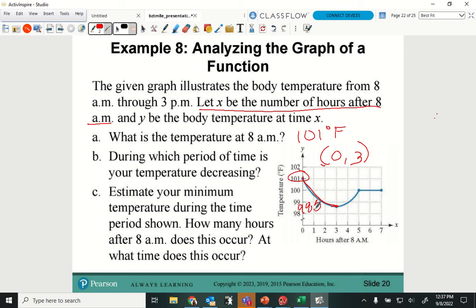98.5. How many hours after 8 a.m. does it reach that? How many hours after 8 a.m. does that occur? It's 3 hours past that, right? So right here, 3 hours past that is going to be a minimum. But what is 3 hours past 8 a.m.? Yeah, it is at 11 a.m. So it's at 11 a.m. for that one. So we're just picking stuff off the graph for these things.